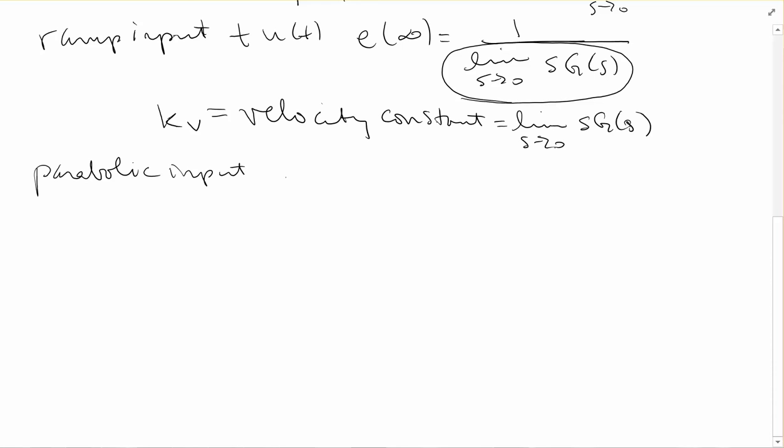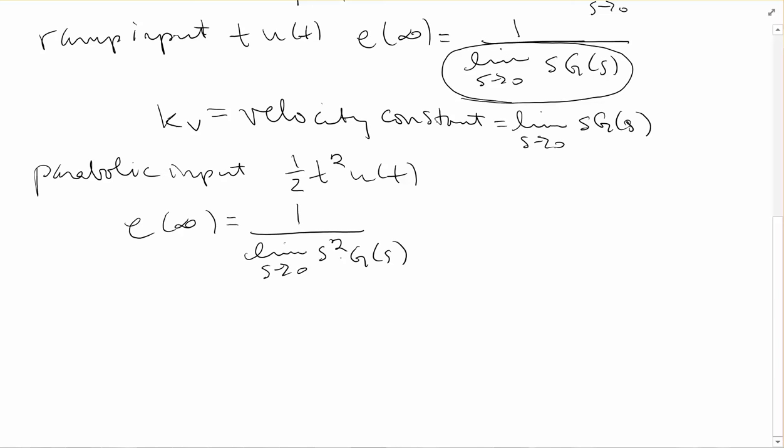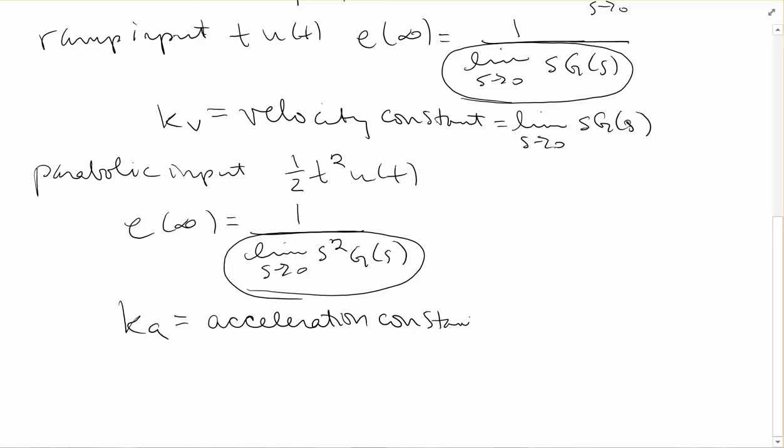So the parabolic input, the one we talked about in class, was 1 half t squared times u of t. And our equation for that is going to be 1 over the limit as s goes to 0 again, times s squared, or s squared times g of s. Okay, so again, we're going to look at this limit, and we're going to give it a name. This time it'll be k sub a, where a stands for acceleration. So now we're going to have this acceleration constant, and that is just equal to the limit. So s goes to 0, s squared times g of s.